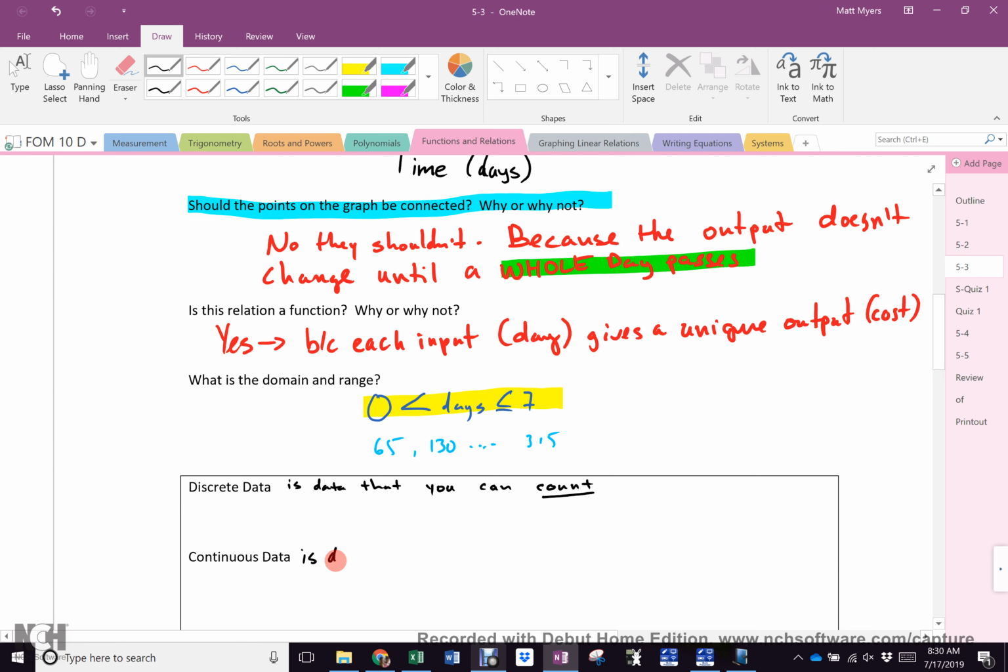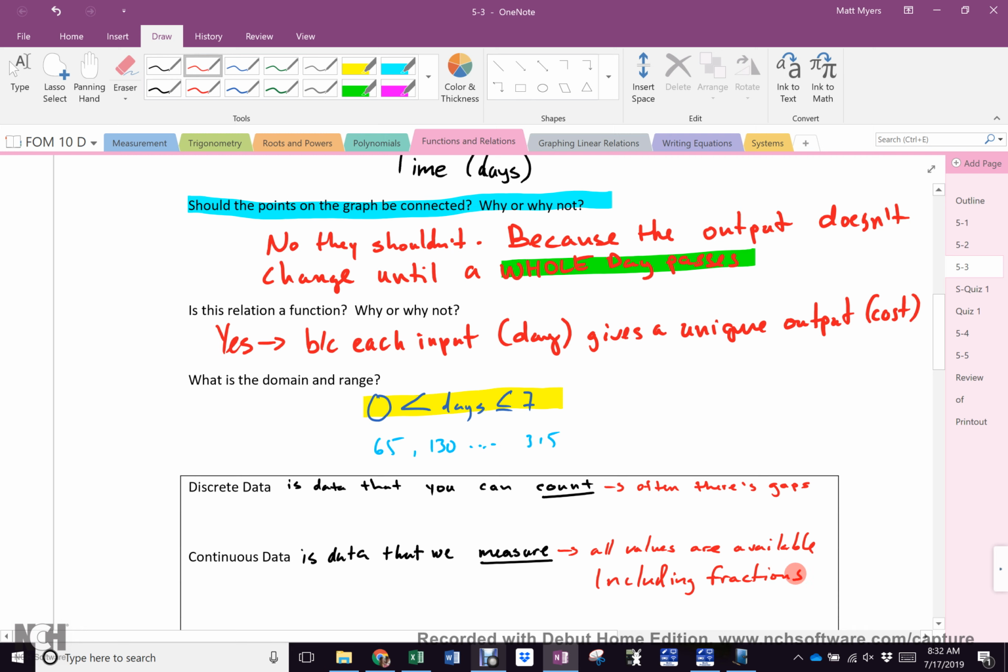Continuous data is data that we measure. What I mean by that is when you count something, often there are gaps, right? We all know that between 1 and 2, there's an infinite amount of fractions, yes? But there is no vessel of liquid that goes between 1 and 2, right? There is no half a vessel of liquid between 1 and 2, is there? Okay. When we measure, all values are available, including fractions. And if we're including fractions, we are automatically including decimals, yes?